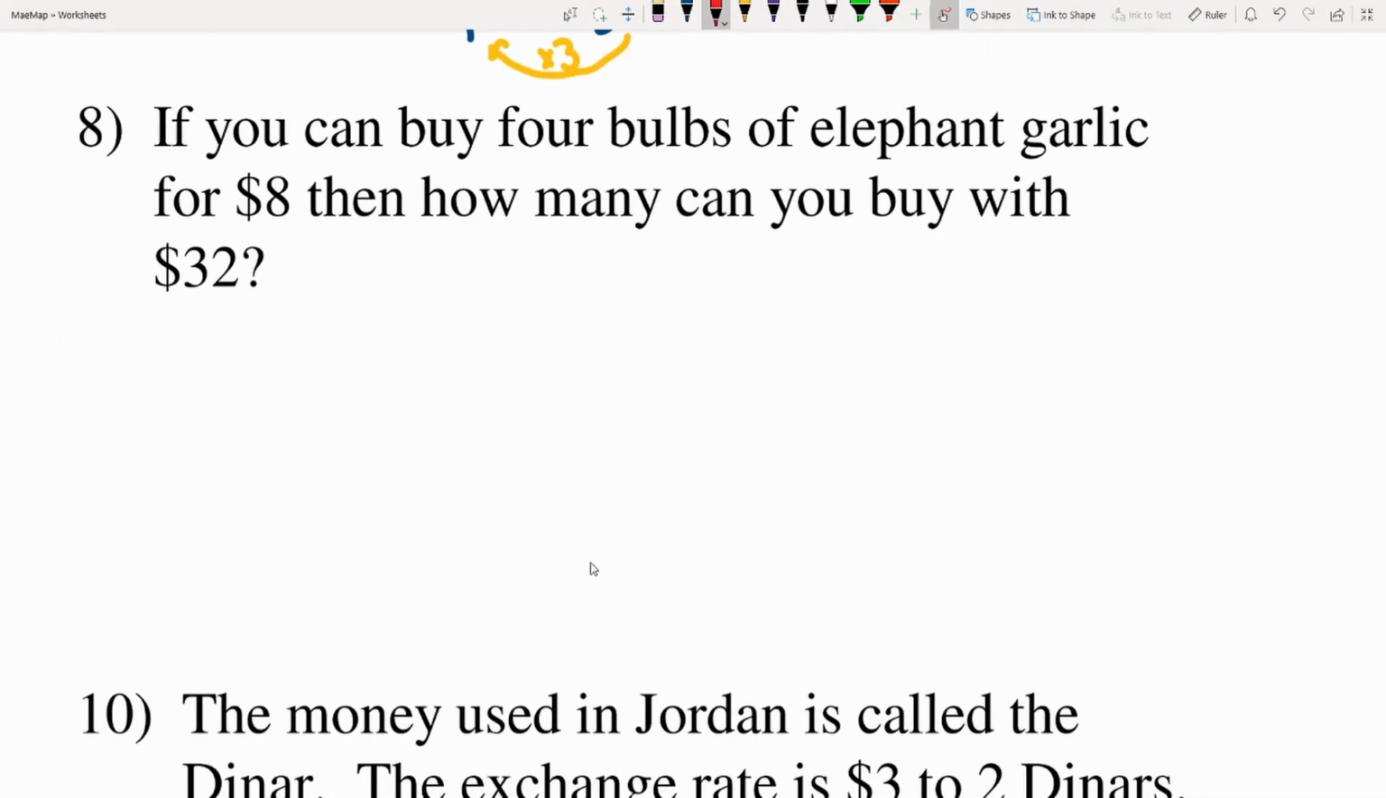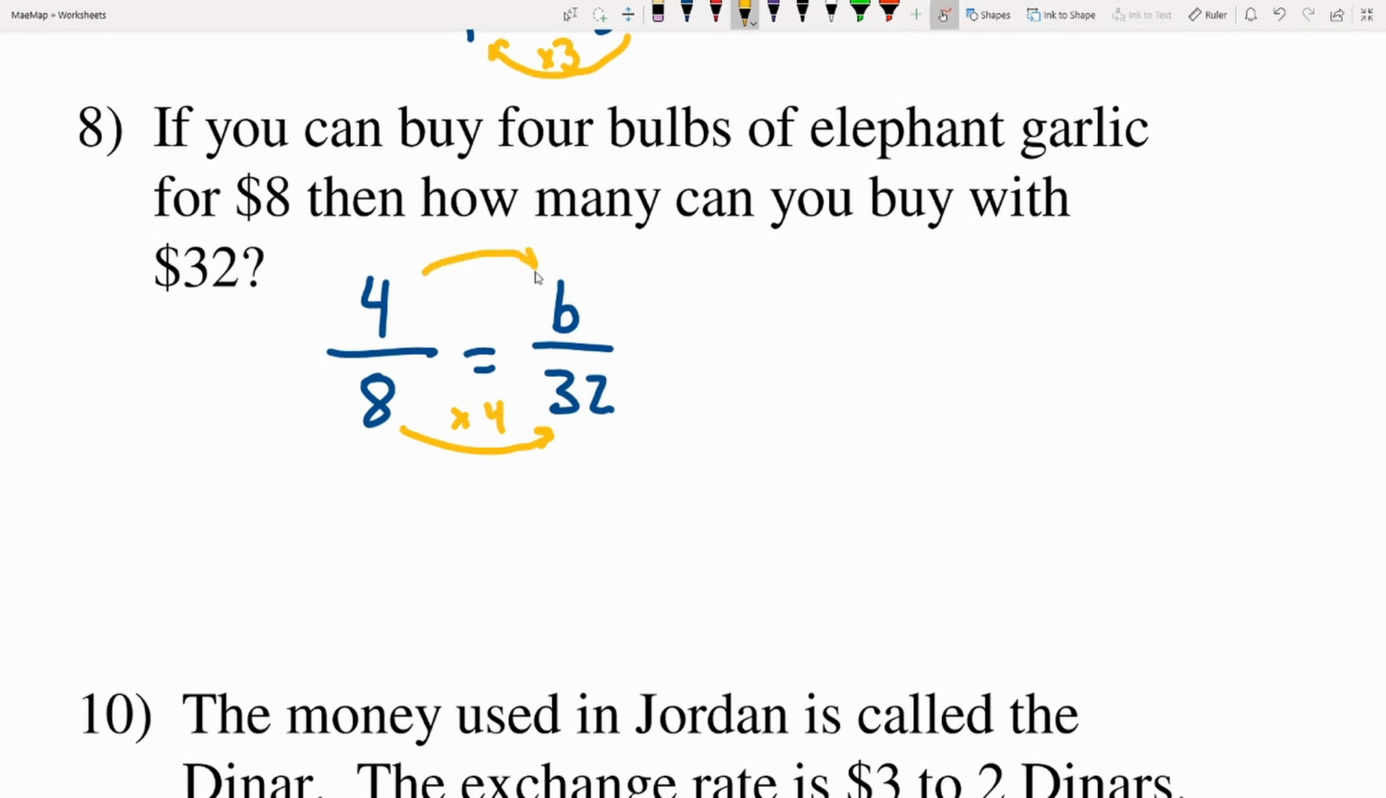In number 8, it says if you can buy 4 bulbs of elephant garlic for $8, so that's 4 bulbs for $8, how many can you buy for $32? So how many bulbs B can I get for $32? Finding that relationship, 8 times what gives us 32? That's 8 times 4. So 4 times 4 will give us the amount of bulbs we can buy for $32, which is going to be 16 bulbs, because 4 times 4 is 16.